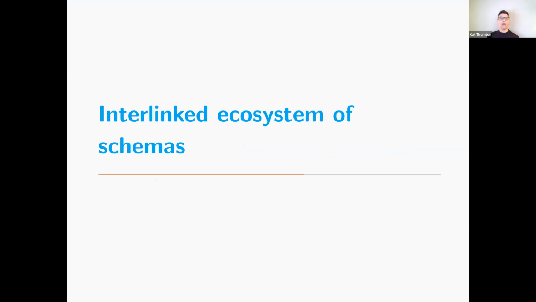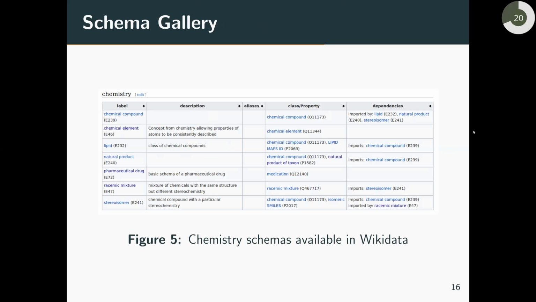Now I'd like to talk about Wikidata's E-namespace as an interlinked ecosystem of schemas that we can all edit. To get an overview of the current inventory of schemas available, I'd recommend this page created by user BAMyers99. This is just a detail from the larger Schema Gallery page, and I found this to be really helpful for browsing the existing schemas.